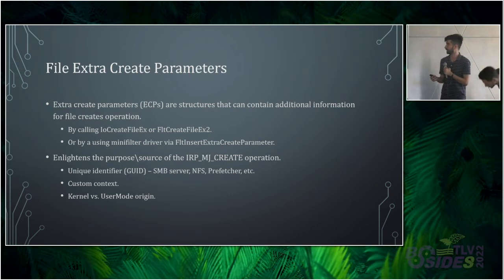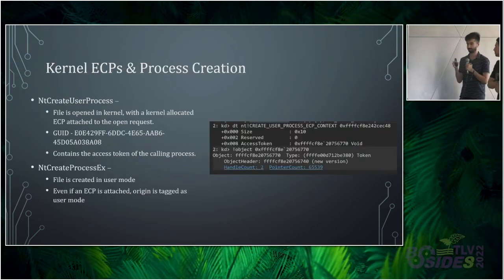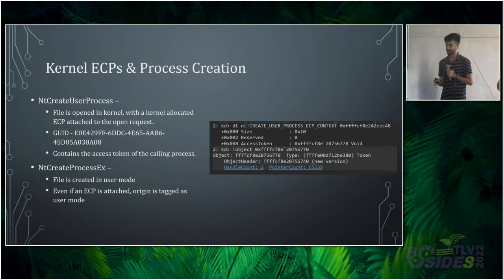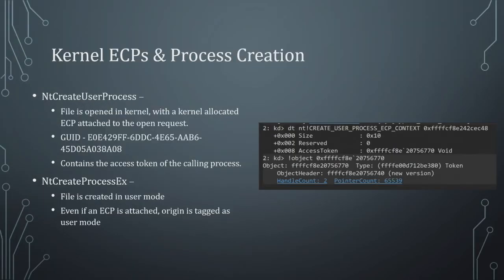Now, why is this interesting? Because during modern process creation, NtCreateUserProcess actually opens the file that we supply as a path and appends a specific extra create parameter to it. It was actually made for AVs, but not for the express purpose of our attack. And this thing actually contains the token of the creator process, but that's not as interesting for us.